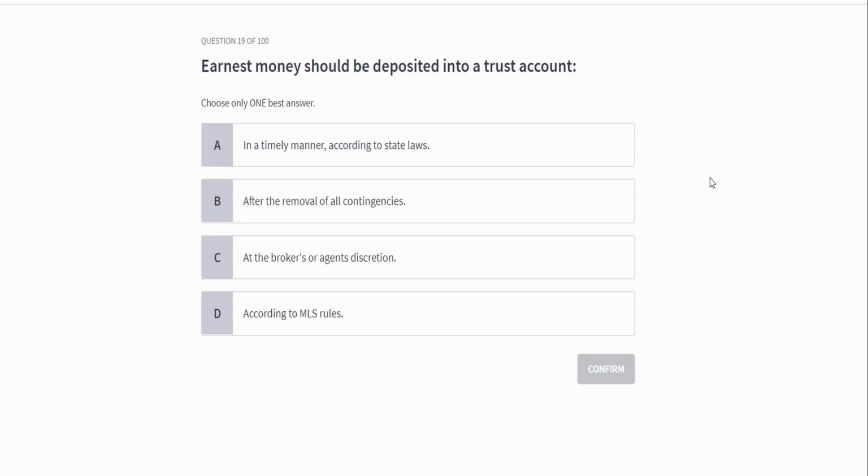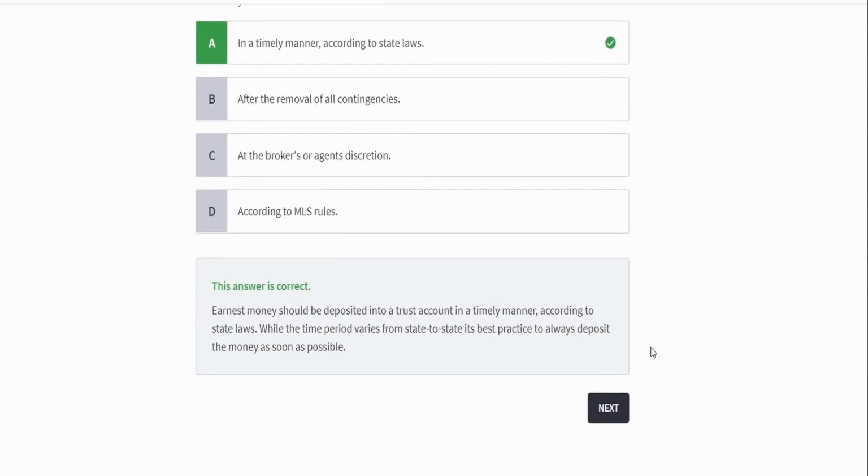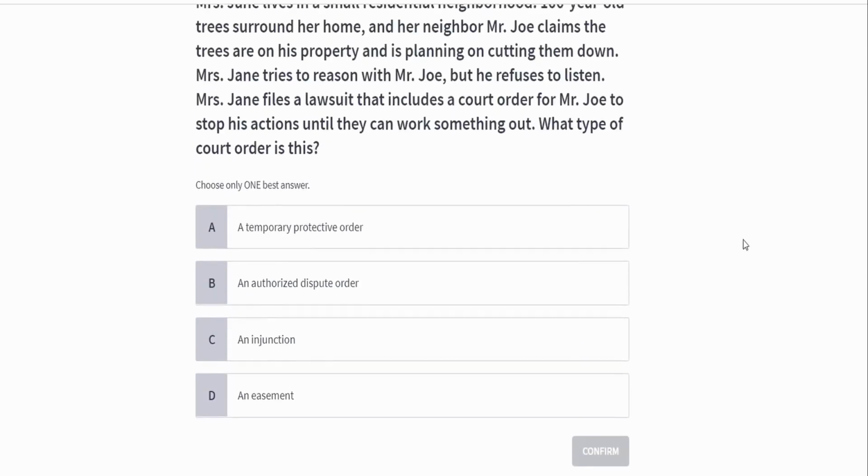Alrighty, so hopefully you guys came up with your answer on this one. What is our correct answer? It is B. That's right, it's B. It's in a timely manner according to state laws. So this is one of those ones, it all depends. In your state, it might be 1 business day. In your state, it might be 1 week or 1 business week, things like that. But yeah, the rule of thumb is it's in a timely manner, but again, it's according to state laws. So again, that varies from state to state, but it's best practice to always deposit the money as soon as possible.